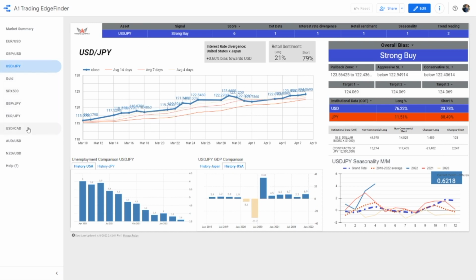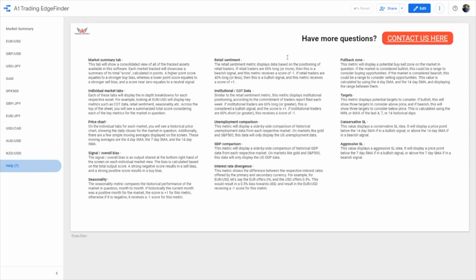Now, again, this thing has markets for several other ones. And if you ever have any questions, just head over to the help section and read up on what each category does and how it's calculated.